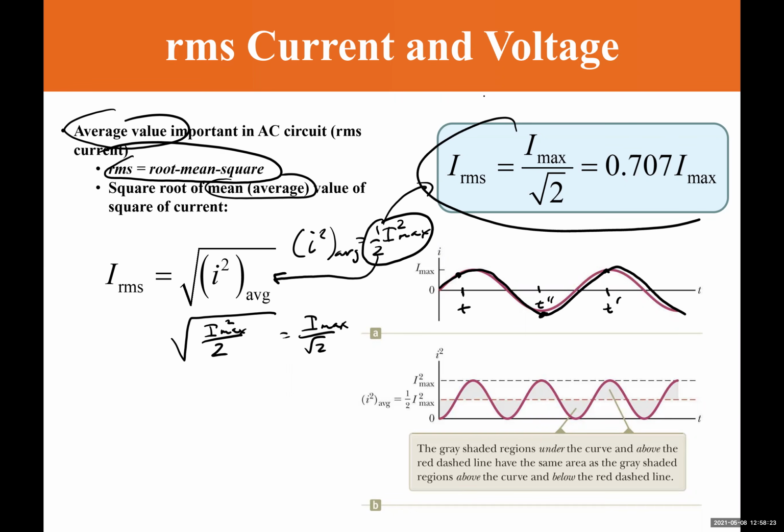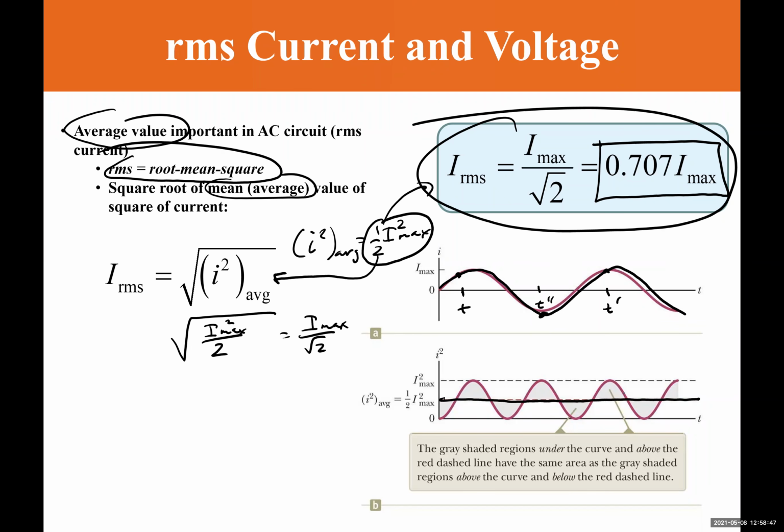That means this is basically I RMS equals the maximum current divided by the square root of 2, which is 0.707 I max. That means it's roughly about 71% of the maximum value. That's what this RMS value represents. One thing about this RMS value is that it's always constant. It never changes. That means we can just use this RMS value to represent the current in the circuit.